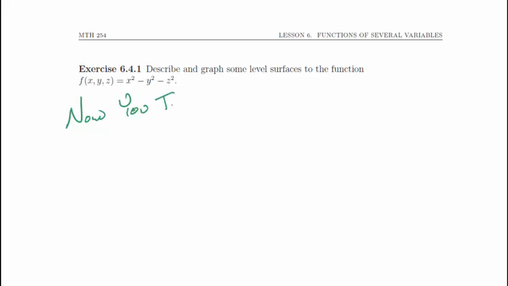And pause the video, give this a shot. Really try, and you're going to use GeoGebra to graph these level surfaces, but do some of this work by hand, get some of it sketched out on this page, and then come back and take a look at my solution. I'll show you what I've done to hash all of this out.